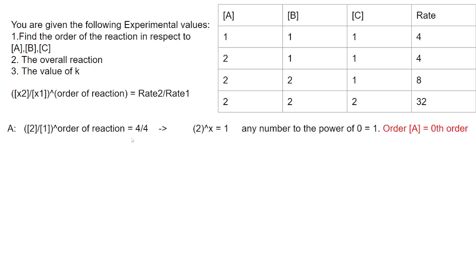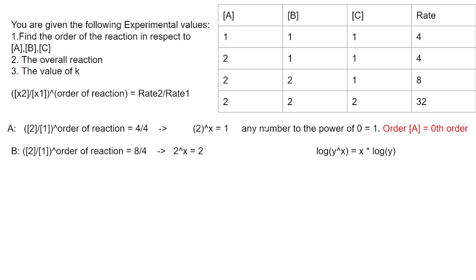So let's start off with A. Now A goes to 2, and its original value was 1. The power of the order of the reaction is equal to 4 divided by 4. So that would ultimately give us 2 to the power of the order is equal to 1. Now any number to the power of 0 is going to be 1, which is exactly what we want. So we can assume that the order of A is the 0th power.